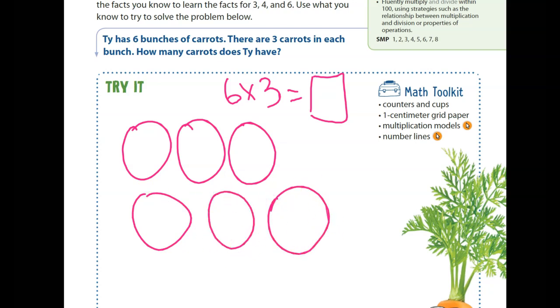3. 1, 2, 3. 1, 2, 3. So if I count all of them, I would get how many? 18. Well, let's check. 1, 2, 3, 4, 5, 6, 7, 8, 9, 10, 11, 12, 13, 14, 15, 16, 17, 18. Yep. So 6 times 3 equals 18.